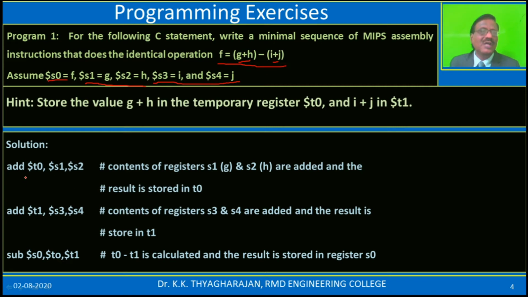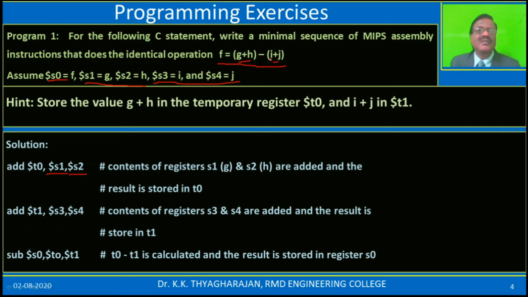So what we have to do? Add $T0, $S1, $S2. Actually, $S1 is what? G. That is this value. Then S2 is H. So this is G and this is H. These two will be added and the result will be stored in a temporary register.